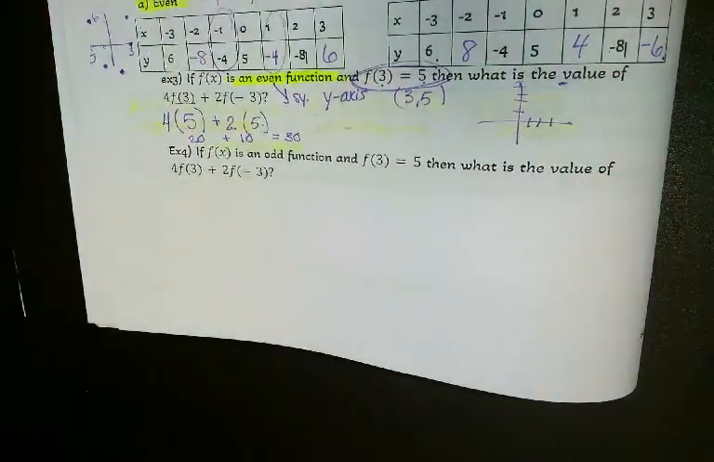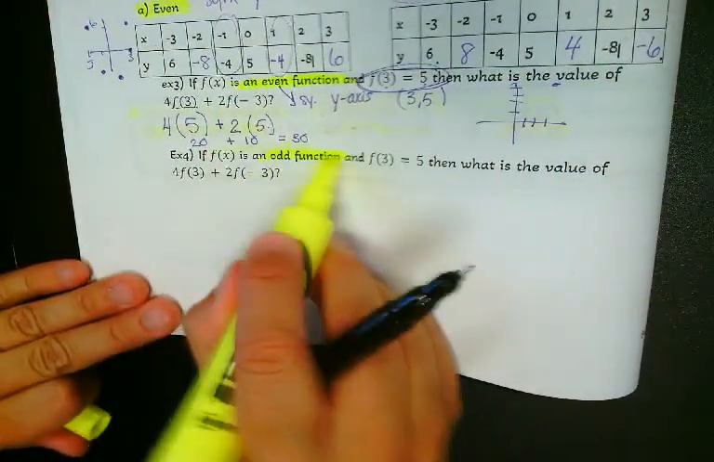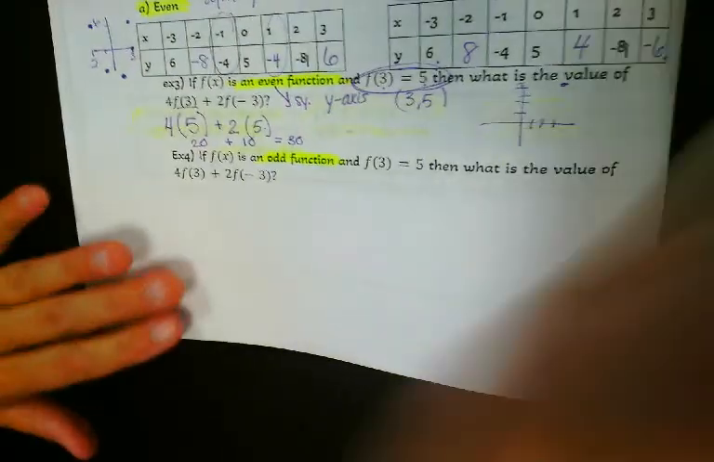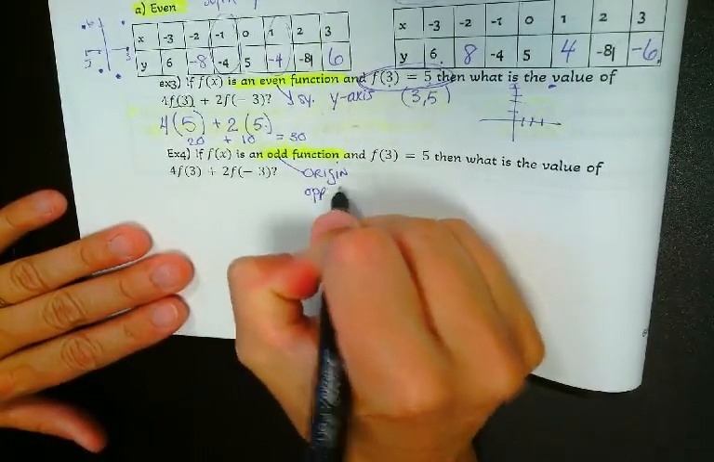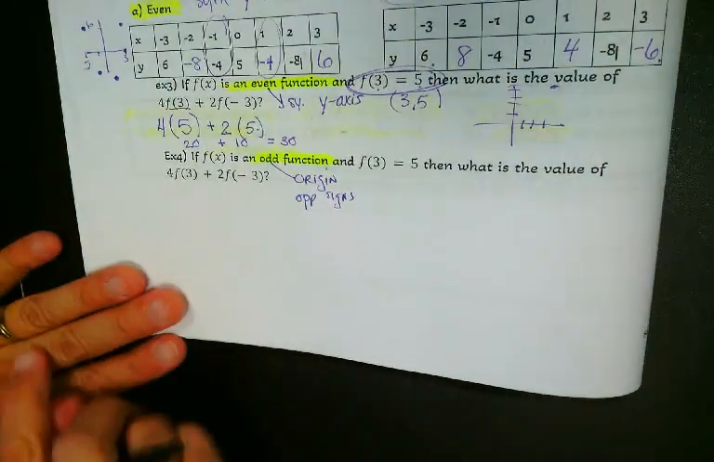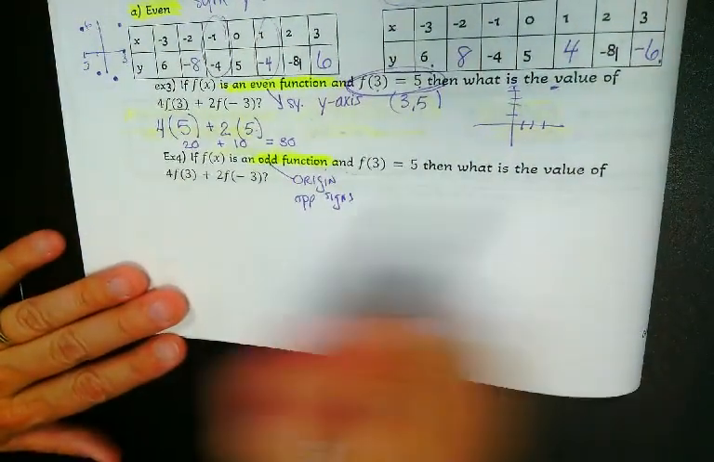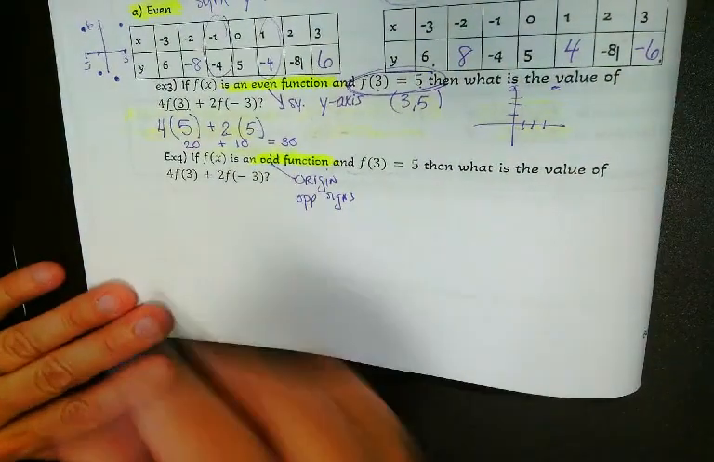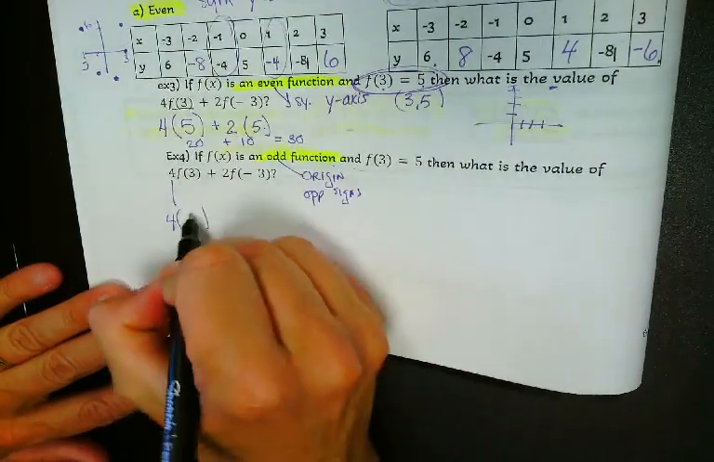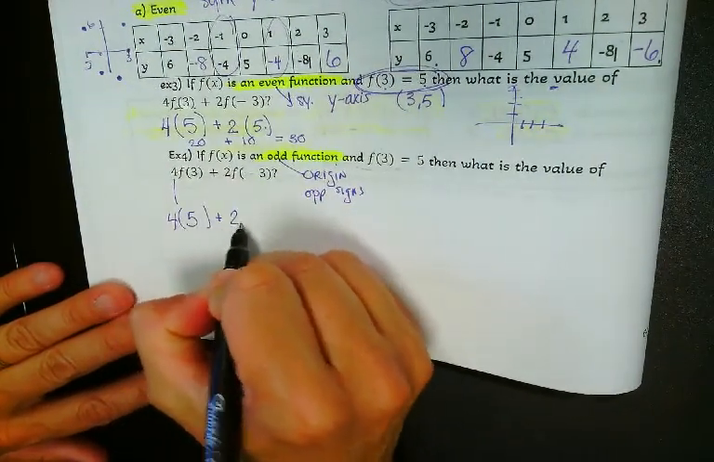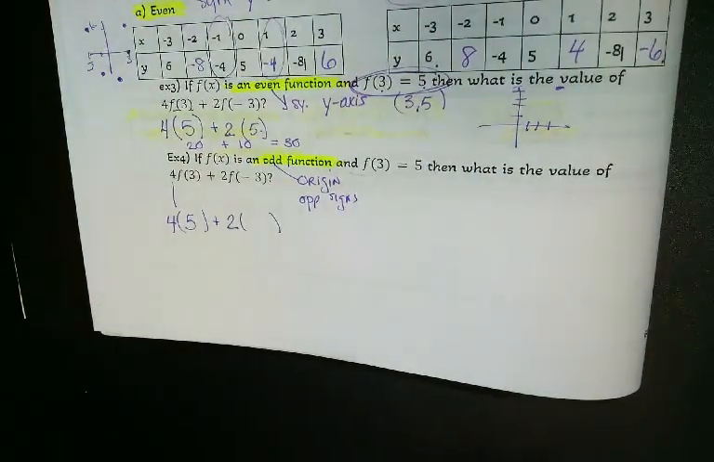Example 4, if f is an odd function, so now what are we thinking? Origin and opposite signs. Perfect. Origin and opposite signs. And f of 3 is 5. What is the value of f of 3 plus 2 times f of -3? Okay, so we've got 4 times. We know f of 3 is 5 plus 2 times. I need to figure out f of -3.